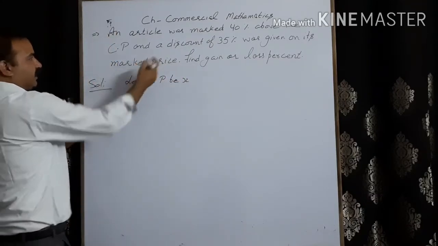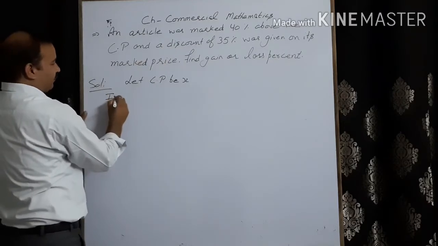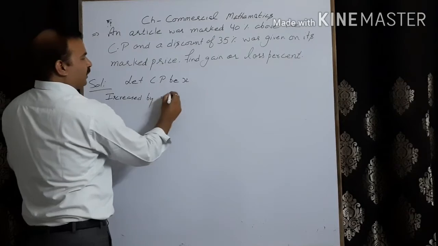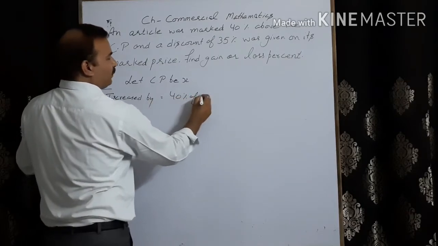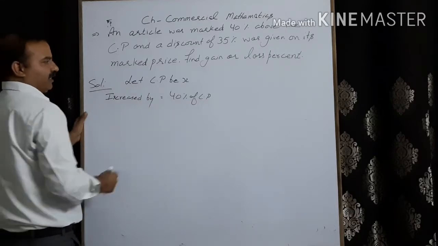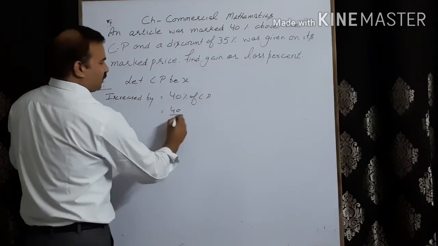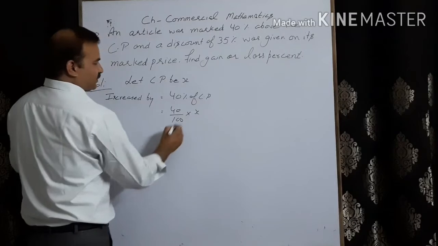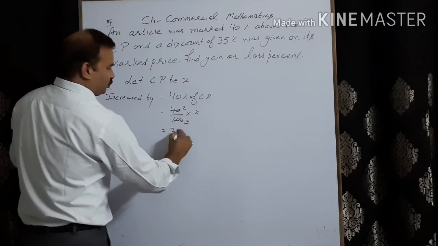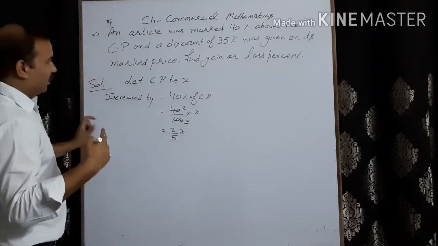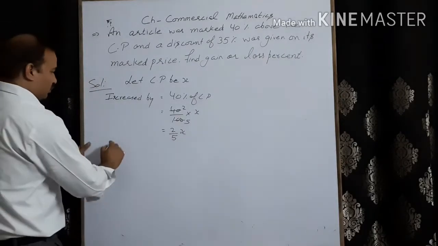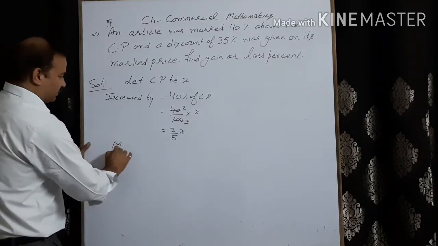Now how much is increased? 40%. So increased by 40% of whatever amount he had paid to buy that, that is the cost price. So that is 40% of x. Two fives are ten, it means the mark price is increased by 2 by 5 of x. So that now is the mark price.